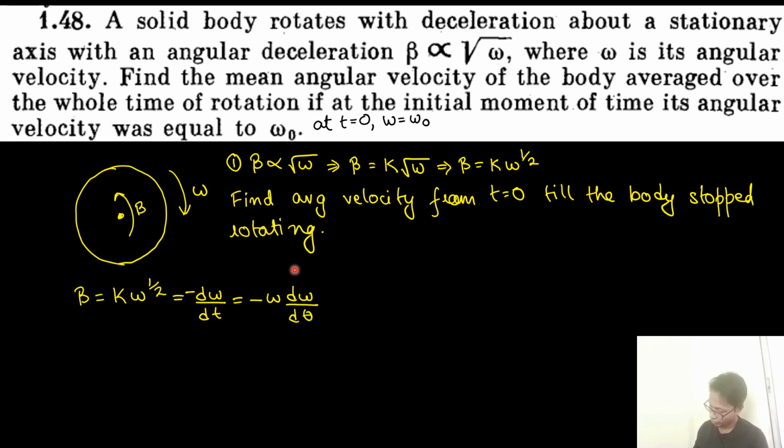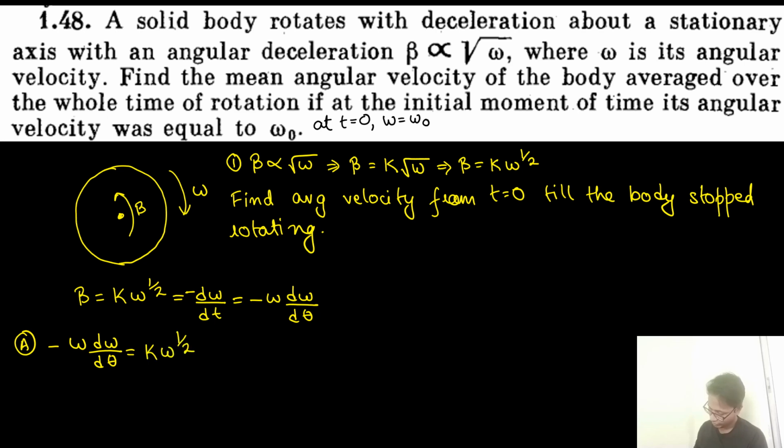And where does this formula come from? Remember the formula, acceleration is equal to v dv by ds, along with dv by dt. So this one is nothing but v dv by ds, and this one is nothing but dv by dt. Now let me take the first pair of formulas, this formula and this formula. So minus omega d omega by d theta is equal to k omega to the power 1 by 2.